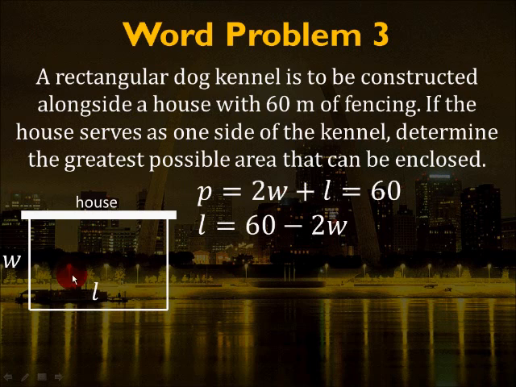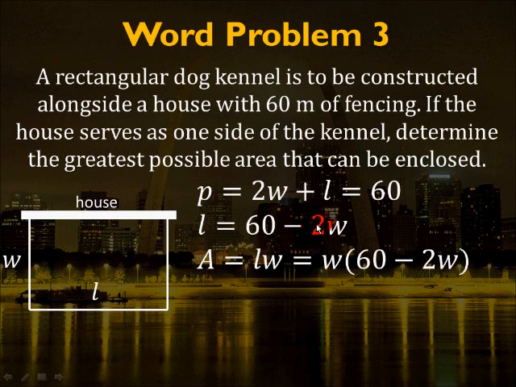Alright? Now, we want the area at its maximum. So the area remains the length times the width. I'm going to substitute this value in for L, so we get the area equals W times 60 minus 2W, or 60W minus 2W squared. Alright, so far so good. Now we're at the same place we were in the last two word problems.